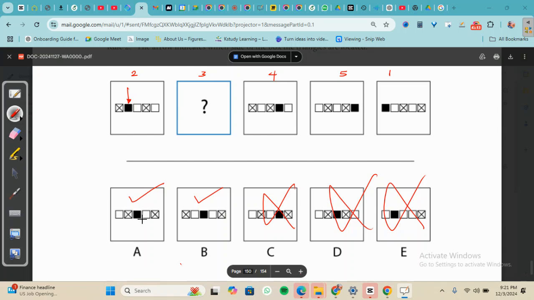Now, based on what she actually explained, now that we've been able to get a dark square, this dark square should be in between the X box and an empty box. That's the concept. On the left side of this dark square, you are supposed to have an X box. And on the right side of this dark square, you are expected to have an empty box.